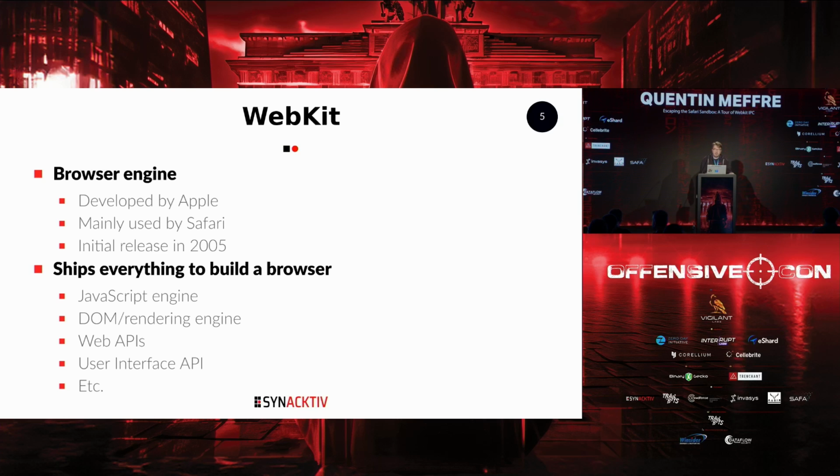So first we will take a look at WebKit. So what is WebKit? It is a browser engine developed by Apple, mainly used by Safari, and its first release was in 2005. So basically, WebKit ships everything needed to build a browser, so it has its own JavaScript engine, it has everything needed to render the document object model. It implements lots of web APIs and many things.